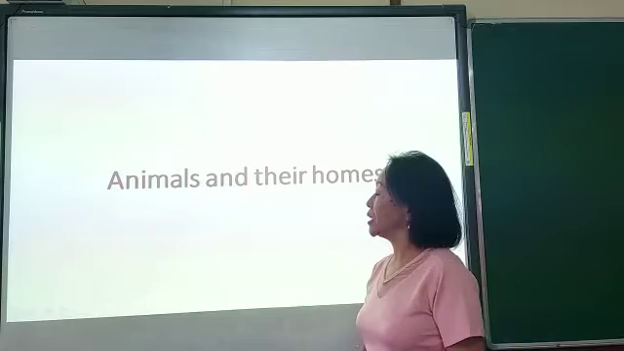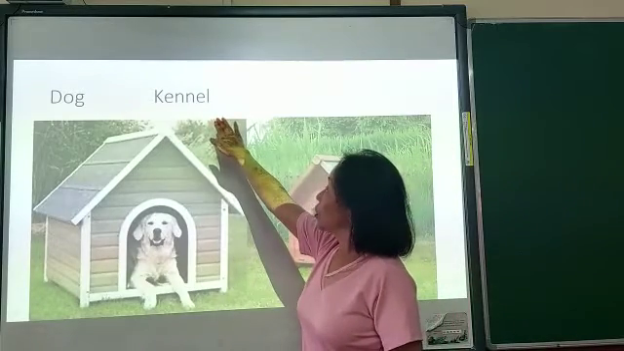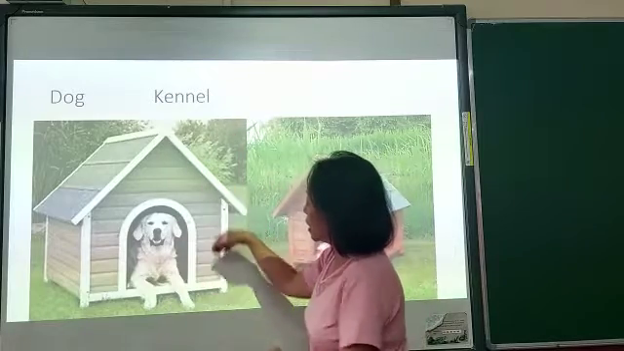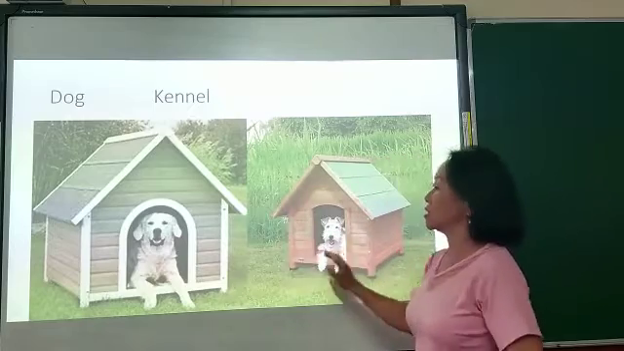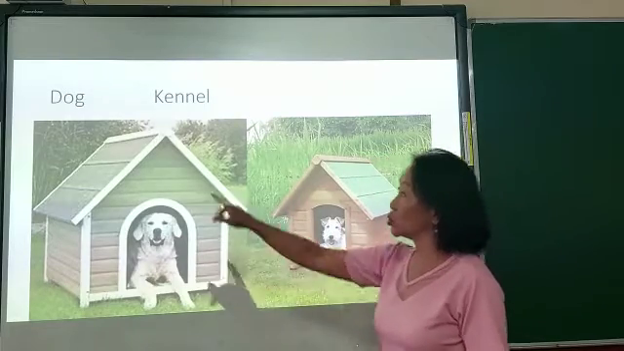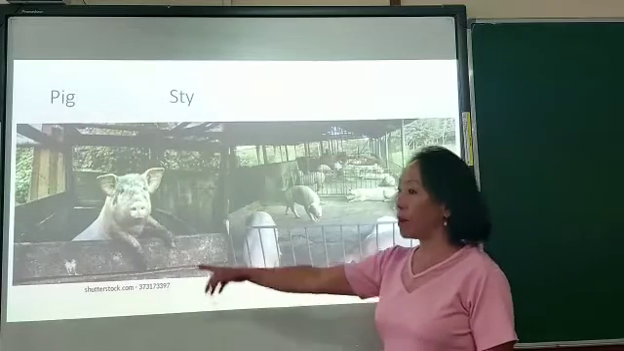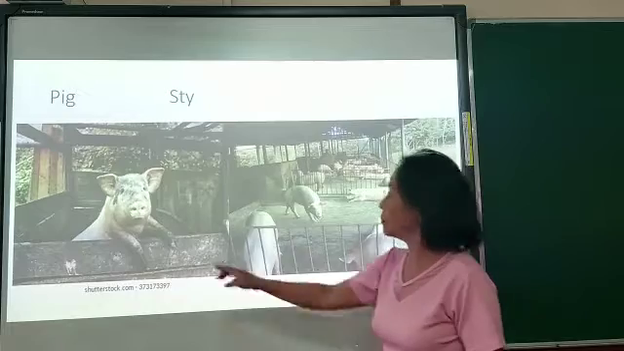Now the first one is dog. The home we call it a kennel. When you have a pet dog at home, they build kennels like this where the dog stays. So dog, home, kennel. Next one, pig. Where does it live? Home, you call it a sty, pig sty.